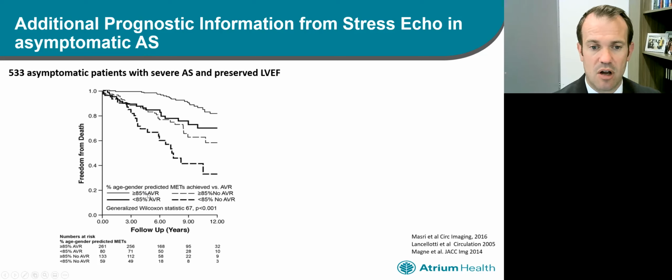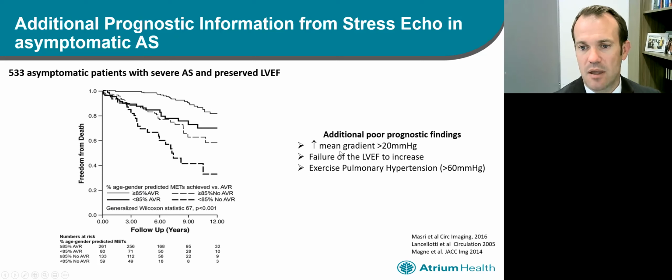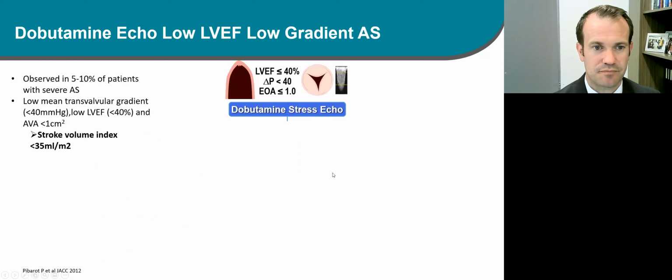We can see, if we look at the predicted METs here, that if people have greater than 85% of the predicted METs, whether they go for an AVR or not, compared to lower than 85% of the predicted METs, they have a much better outcome. Other worse prognostic findings are an increase with stress in the mean gradient of greater than 20 millimeters of mercury, a failure of LVEF to increase, or an increase in pulmonary hypertension.